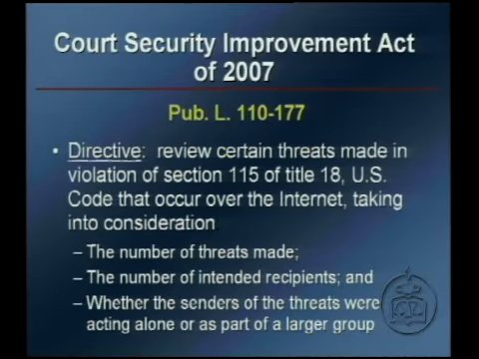As you can see from this next slide, the directive to the Commission addressed in this amendment is the instruction to review certain threats made in violation of Section 115 of Title 18 of the United States Code, specifically those threats that occur over the Internet. Violations of 18 U.S.C. Section 115 involve influencing, impeding, or retaliating against a federal official by threatening or injuring a family member. The directive also provides factors to take into consideration during this review. They include the number of threats made, the number of intended recipients, and whether the senders of the threats acted alone or were part of some larger group.